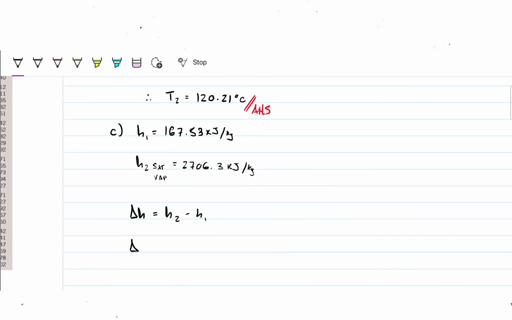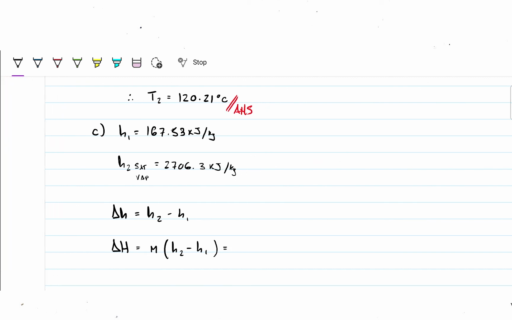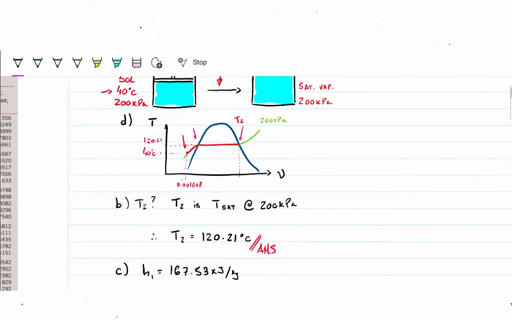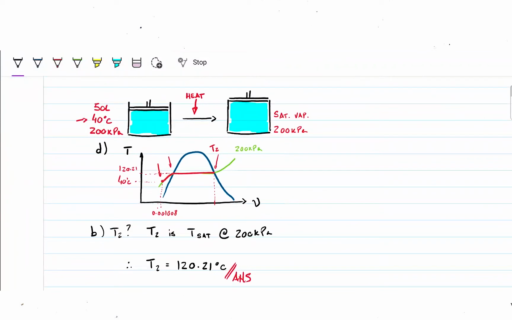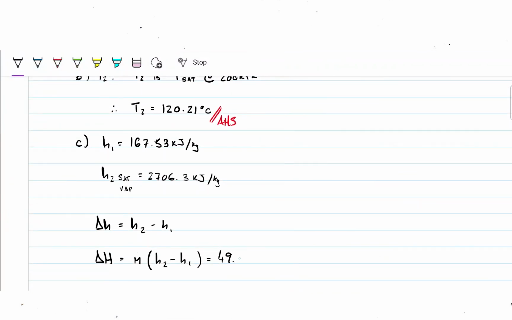If I want uppercase enthalpy, all I'm going to do is multiply the mass by h2 minus h1 so that I get rid of the mass component on both specific enthalpies. In this case here, we have the mass as 40 something, 49.6. So that's going to be 49.6. That multiplies 2706.3 minus 167.53.